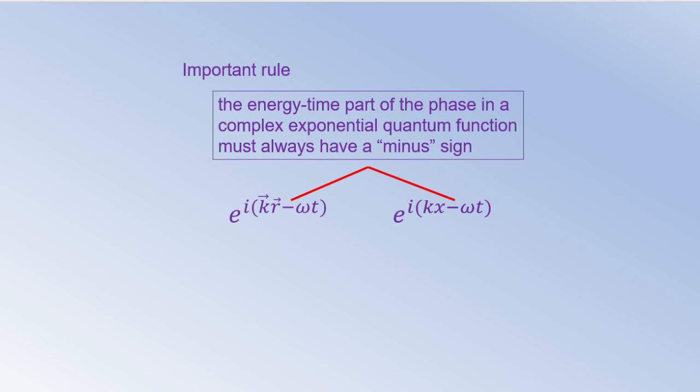By the way, we just demonstrated one more important rule. In order to satisfy the Schrödinger equation, the energy-time part, minus i omega t in a complex exponential quantum function, must always have the minus sign.